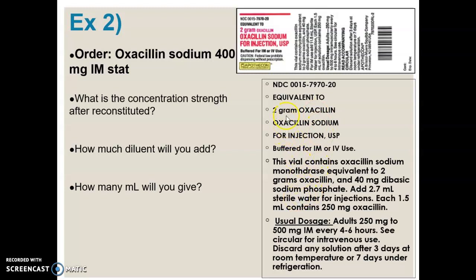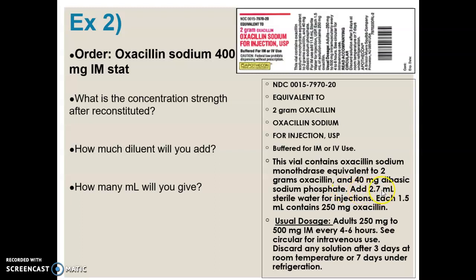But you'll see here that it's equivalent to 2 grams of oxacillin sodium for injection. It's for intramuscular or IV use. This vial contains oxacillin sodium. I'm sorry, equivalent to 2 grams of oxacillin and 40 milligrams of dibasic sodium phosphate.